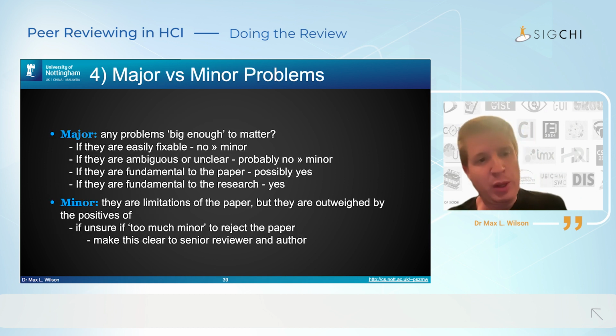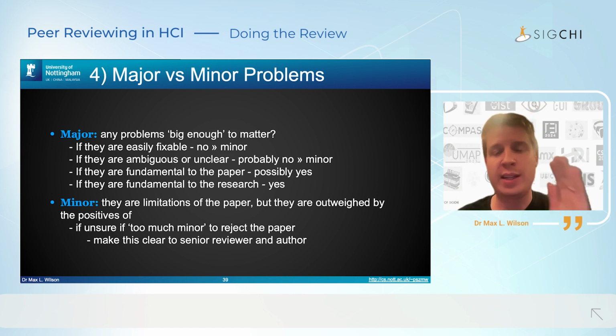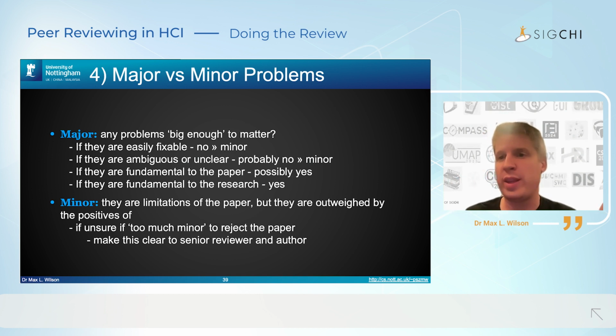So then I'm at the point where, okay, I've thought about what I want to say about each of the criteria. Now I'm ready to say, are these big problems or small problems? Because a really common mistake in review is that people list problems but never really discuss how big or important they are. And then it doesn't make sense from there why they've made a recommendation.